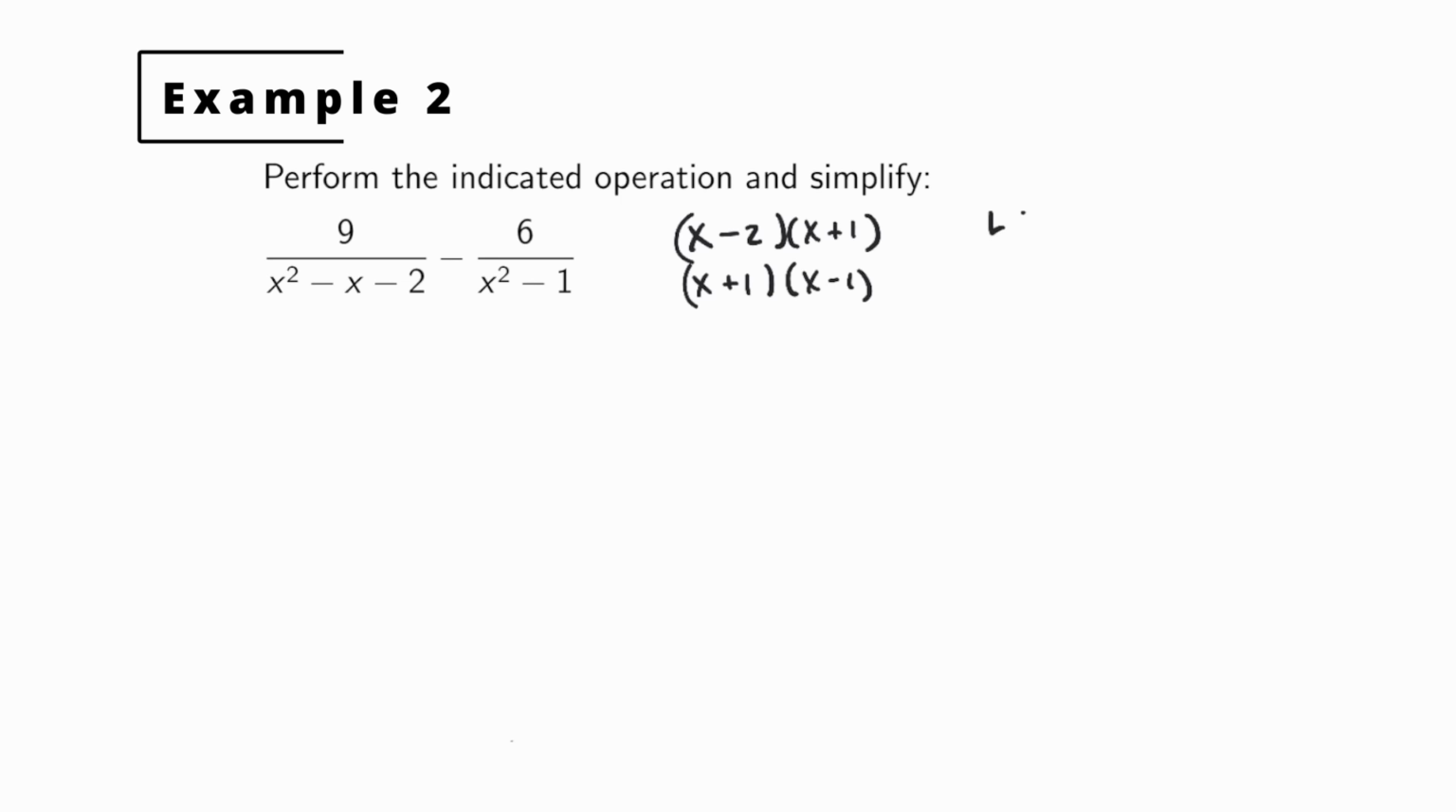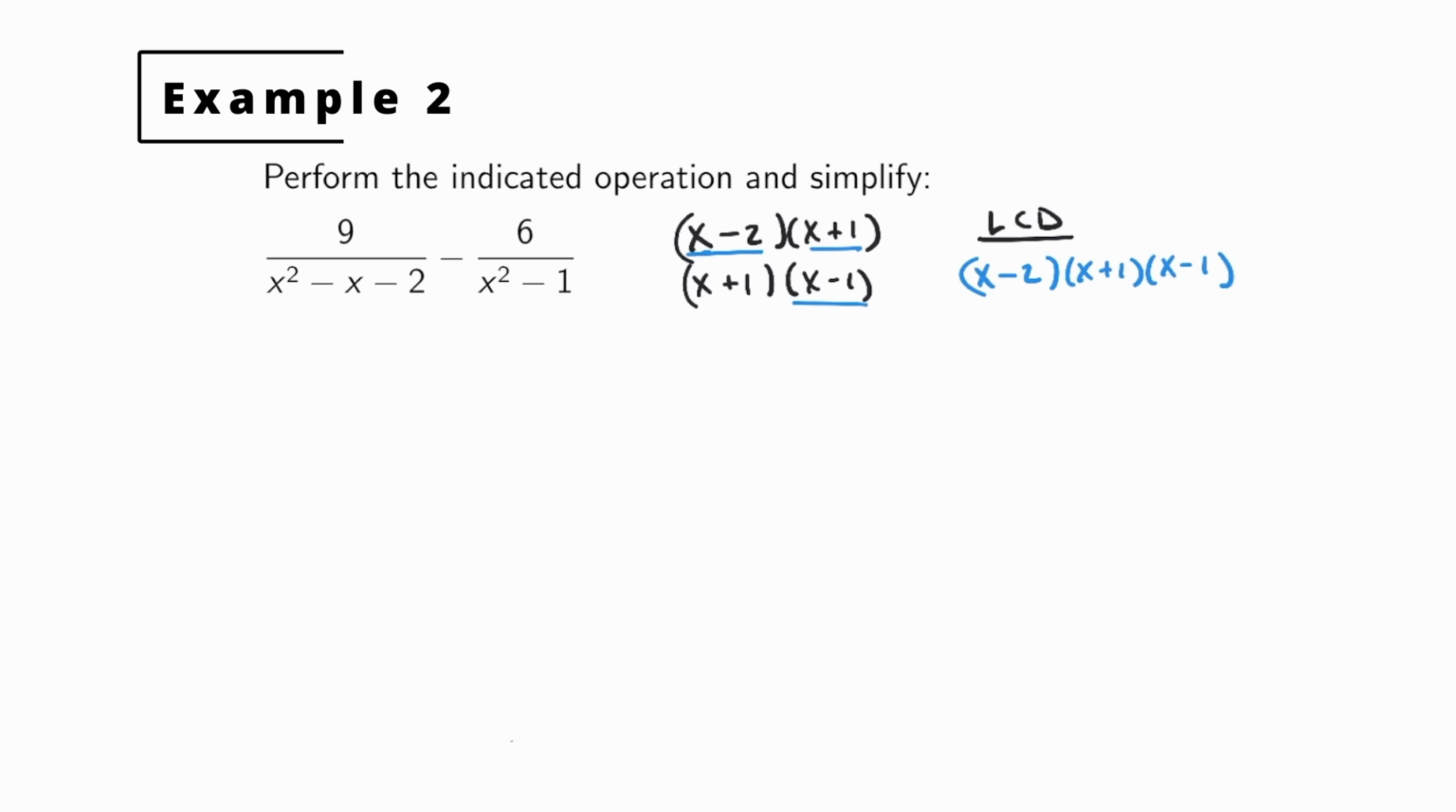And the least common denominator is just the product of the unique prime factors we have. So we have an x minus 2, we have an x plus 1, and another x minus 1 here. So the least common denominator will be x minus 2 times x plus 1 times x minus 1.